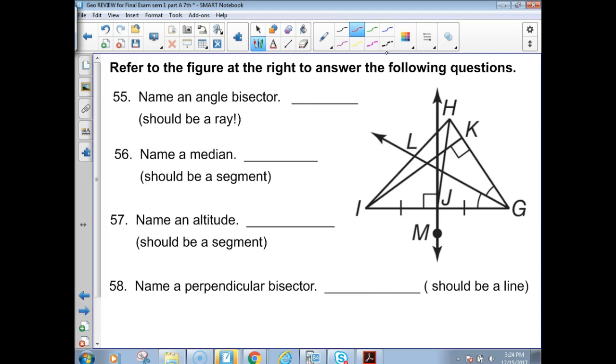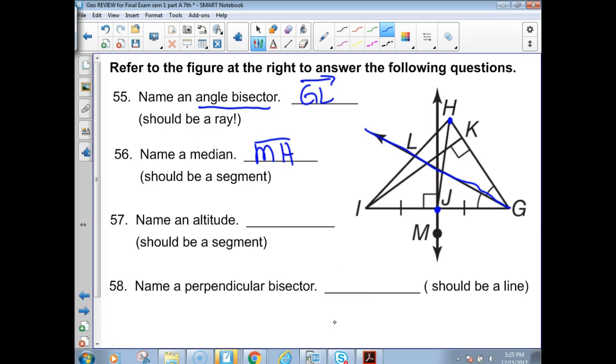Okay, 55 is asking us to name some of those segments. If you're seeing an angle bisector, you should be looking for a ray that cuts an angle in half. Find it. You've got to go from the vertex through L, so it's got to be GL. The median goes from a vertex to a midpoint of a side. The side that's cut in half is down here, so it's got to have M in it. What's it coming from? MH or HM.